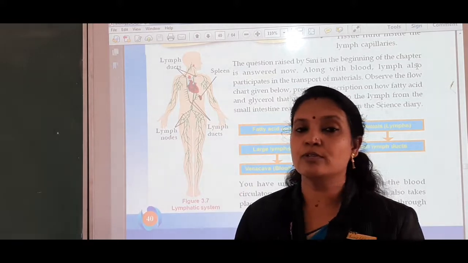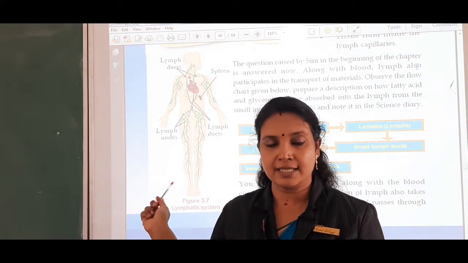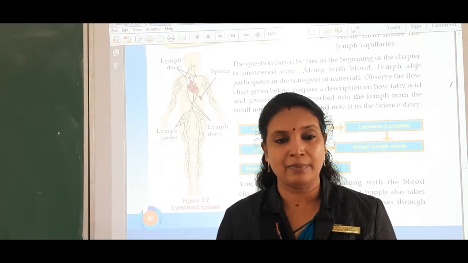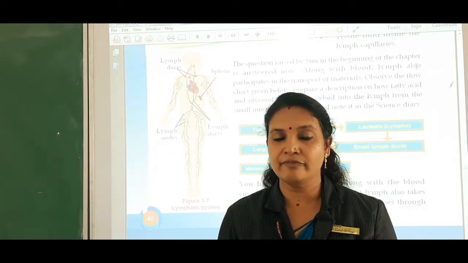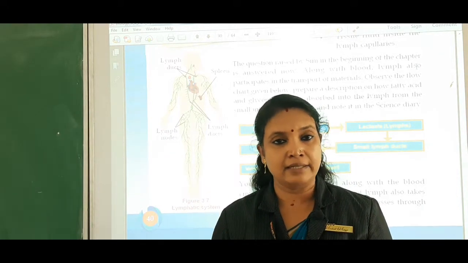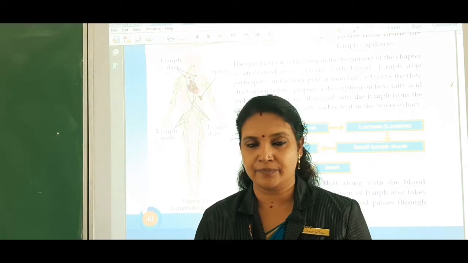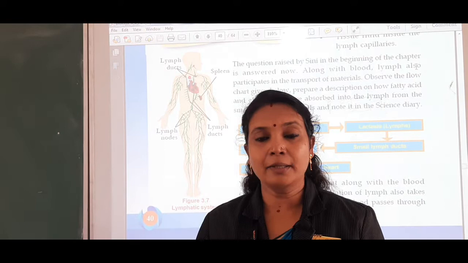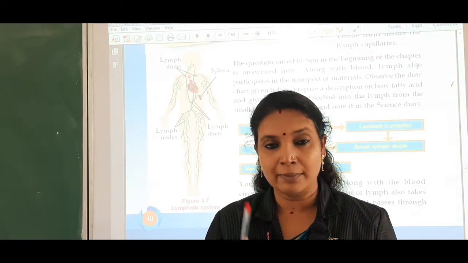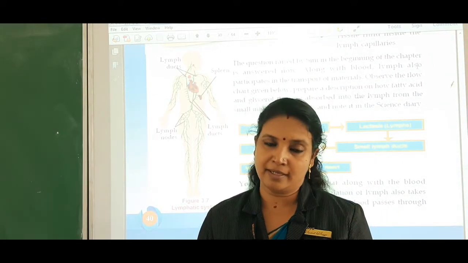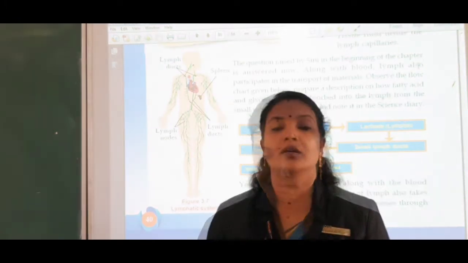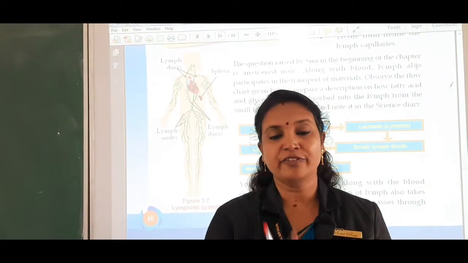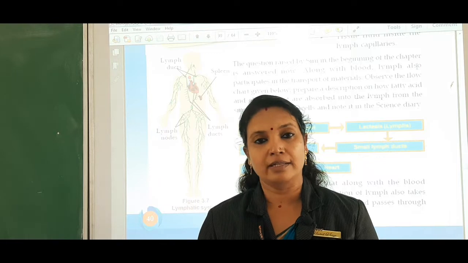So spleen is also a part of lymphatic system. അതായത് along with the lymph capillaries, small lymph ducts, large lymph ducts, spleen and lymph nodes are also parts of lymphatic system. Okay, so spleen പറയുന്നത് armory of the human body എന്നാണ് പറയുന്നത്. Okay, so spleen is one of the important parts of lymphatic system.